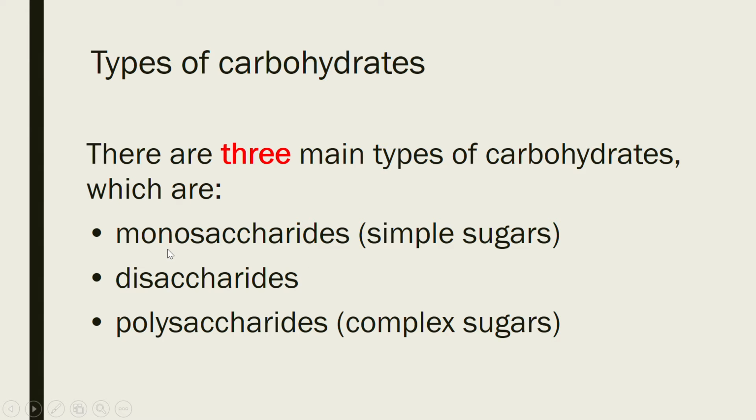The monosaccharides, mono means one, so they are simple sugars. Di means two, disaccharides consist of two monosaccharides. And poly means a lot, a longer chain of saccharides, and that's why they are called complex sugars. Saccharides means sugar, so you understand why the terms are used here.